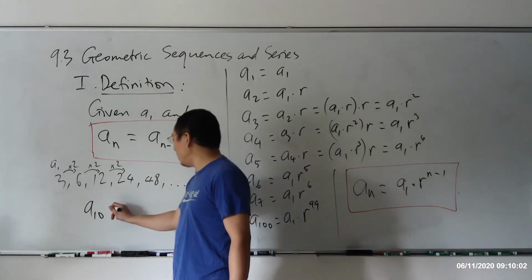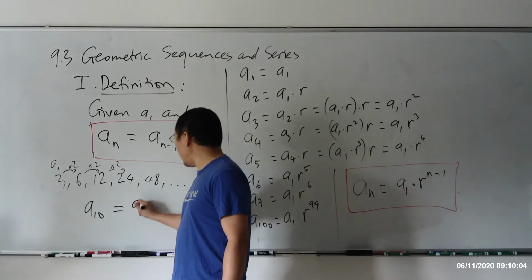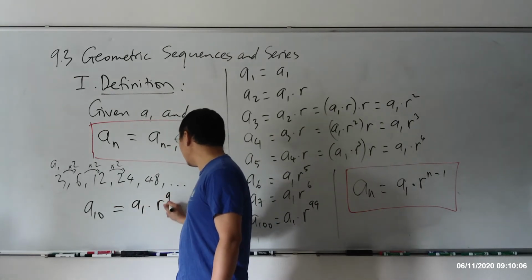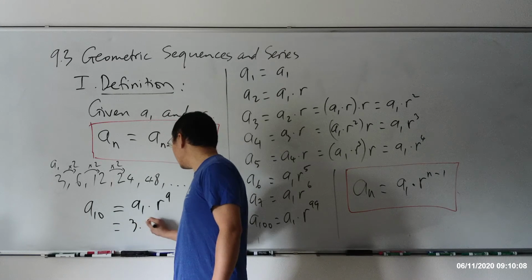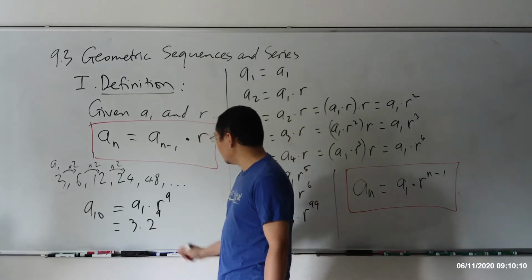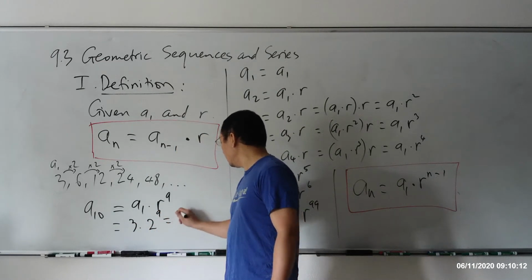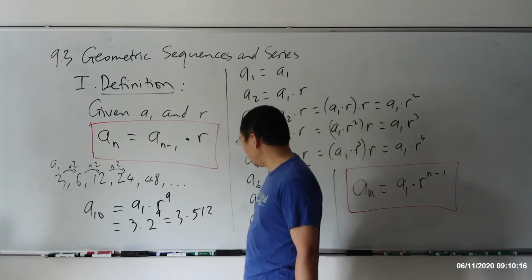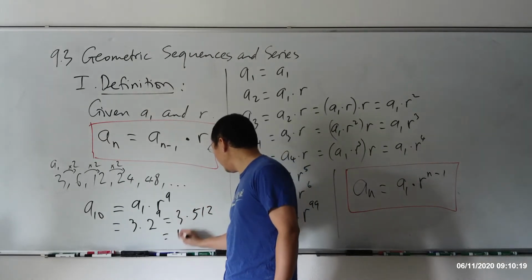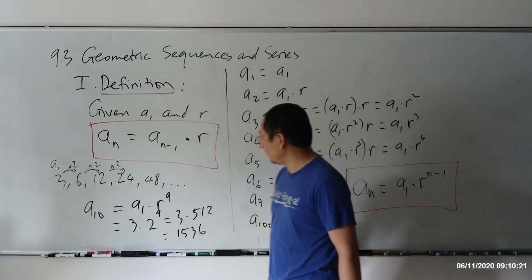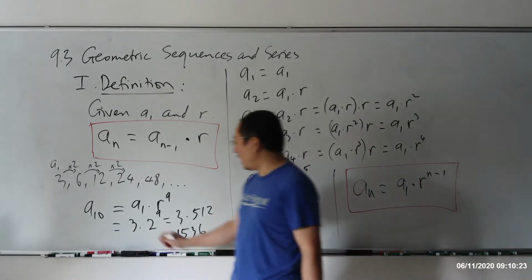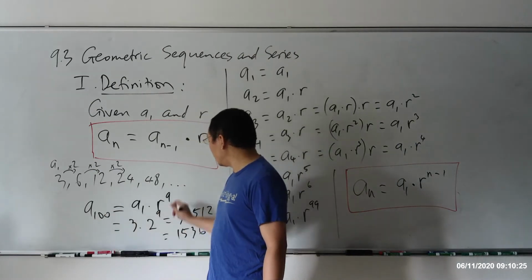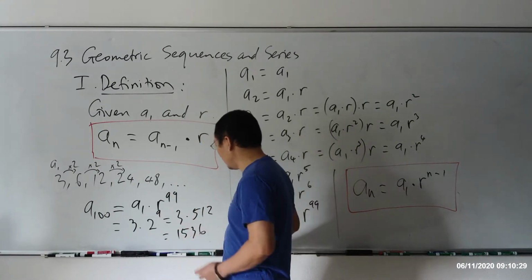If you know the general formula, this is A1 times R to the 9, which is 3 times 2 to the 9. 2 to the 9 is 512. Times 3 is going to be 1536. Right? And think of it, whenever I want A100, it's going to be to the 99. It's going to be a huge number. That's why I chose a small number.